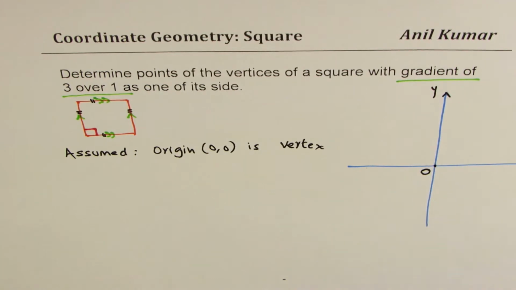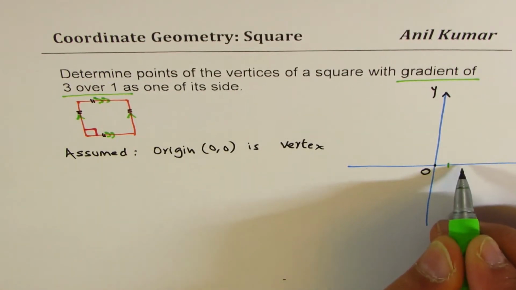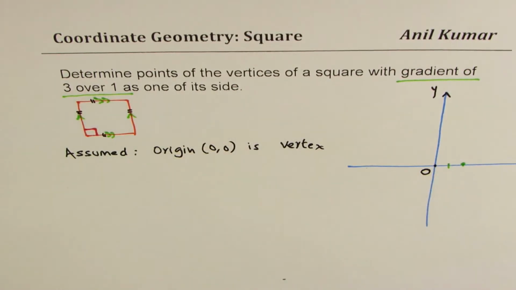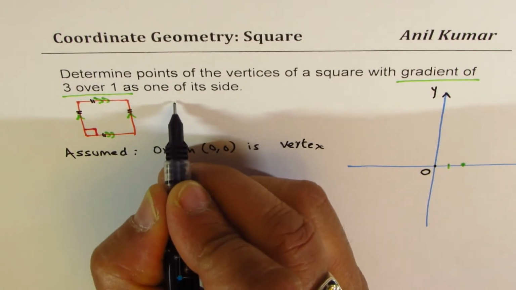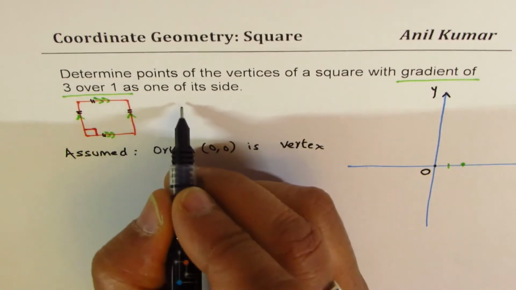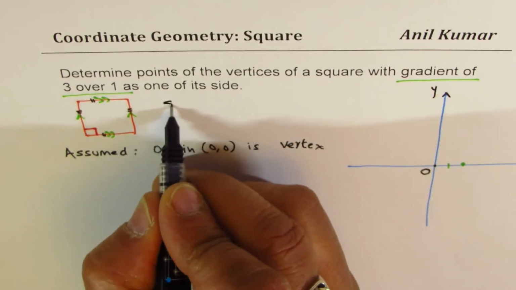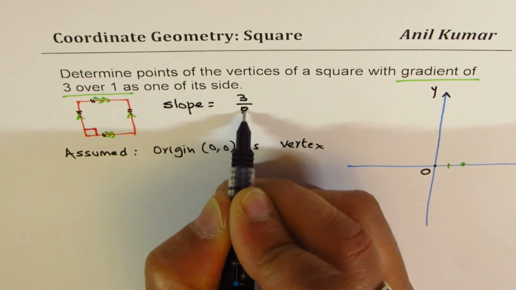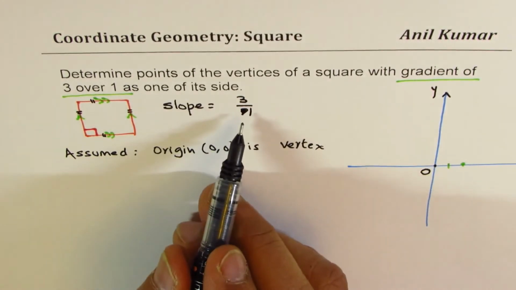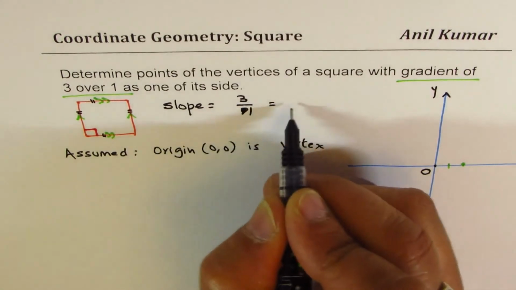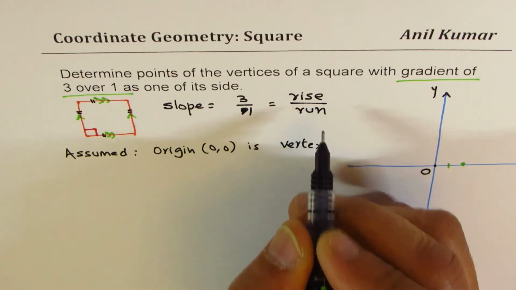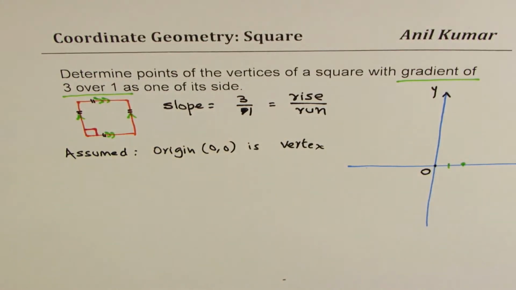Let's see. On the x-axis, 1, 2. When I say 3 over 1, it means what? Gradient means slope. So slope is 3 over 1. That makes sense, right? Rise over run. So if the rise is 3, in that case, the run is 1.